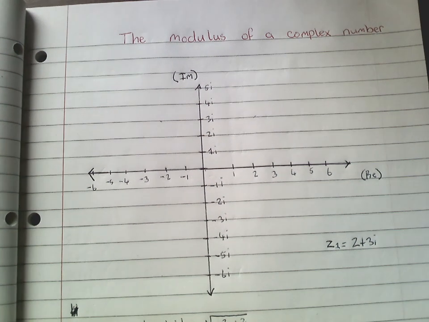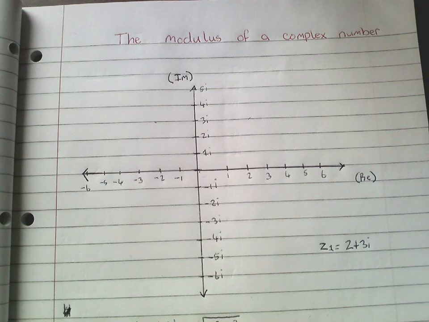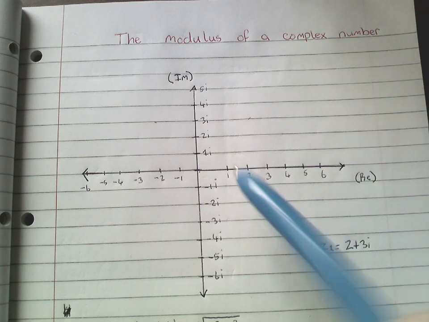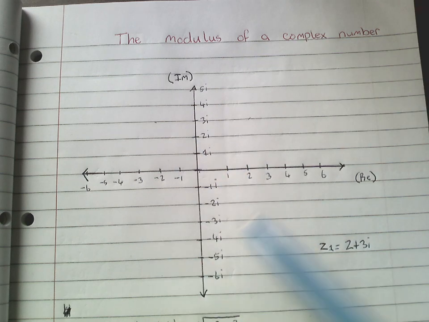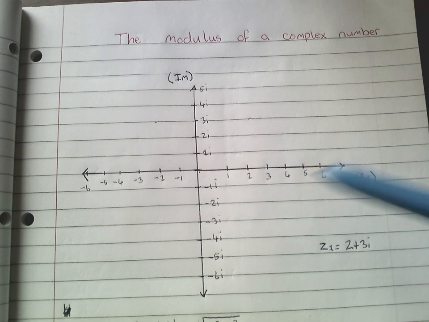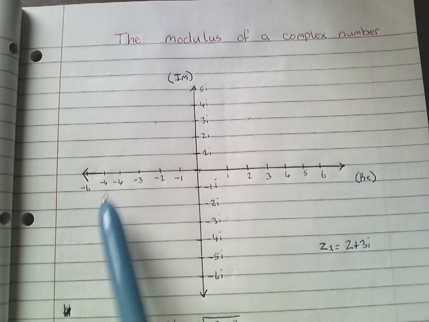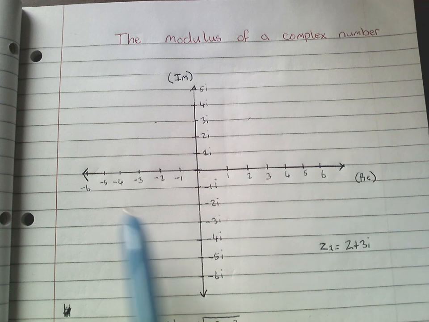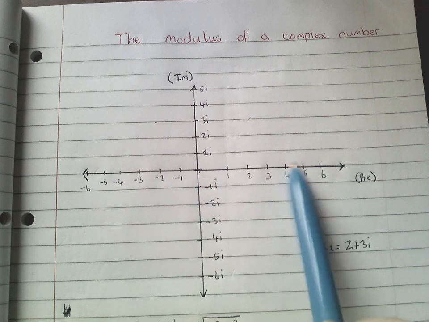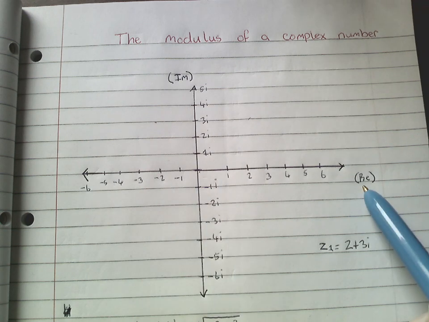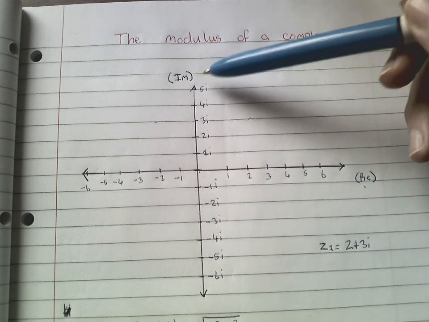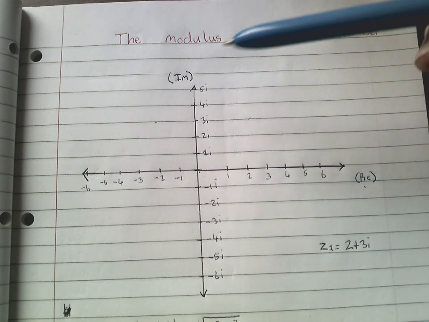Okay, so in this lesson, what we're going to look at is this idea of the modulus of a complex number. We looked at this in the last lesson, so this is called an Argand diagram. What we can do with this is plot a complex number on this diagram. Remember, the horizontal axis represents the real part of the complex number, and the vertical axis represents the imaginary part of the complex number.